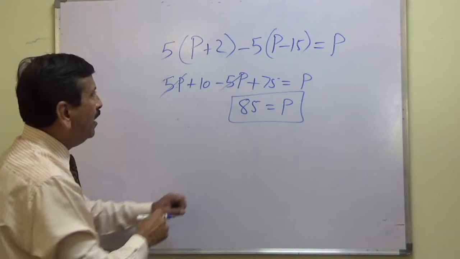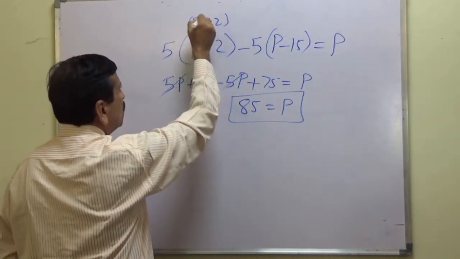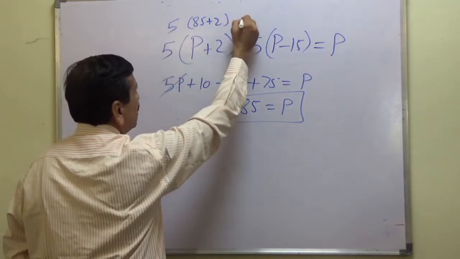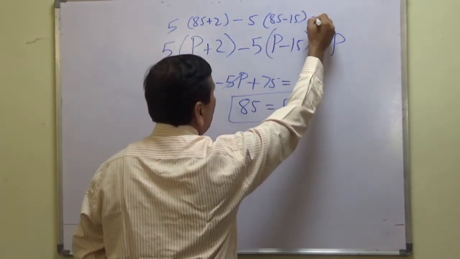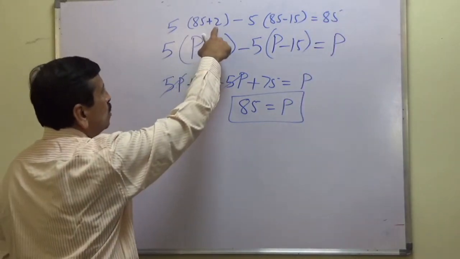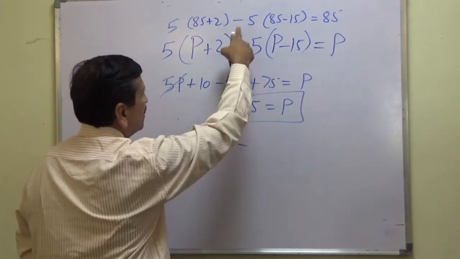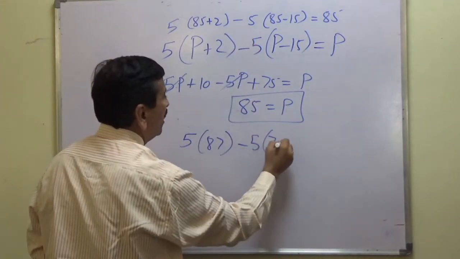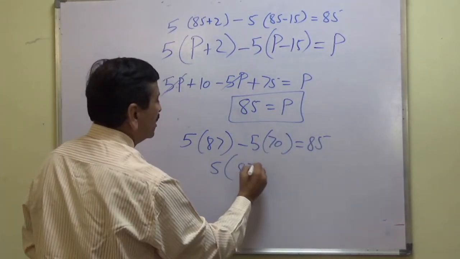And what is this statement? 2 years hence, this 85 plus 2 will become 87 minus 5 times 85 minus 15, which will become 70, is equal to 85 or not, we'll check. 85 plus 2, 87. So 5 into 87 minus 5 into 70 is equal to 85 or not, check it. 5 common, 87 minus 70.